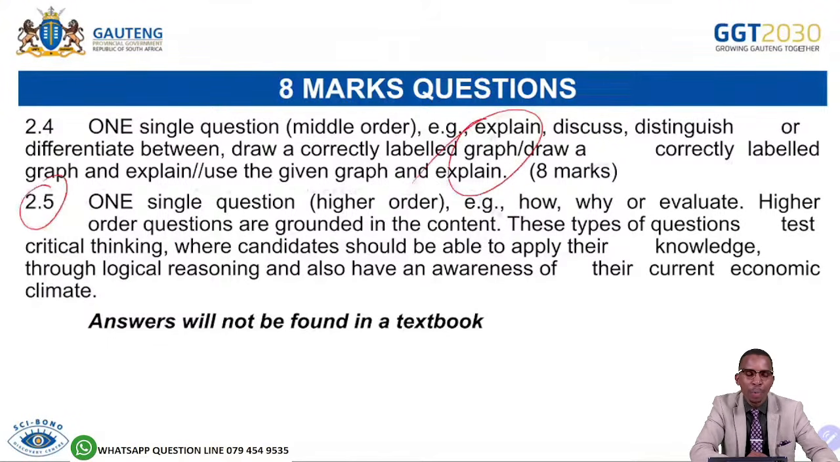2.5 can also be 3.5 or 4.5. One single question, higher order, e.g. how, why, or evaluate. Higher order questions are grounded in the content.